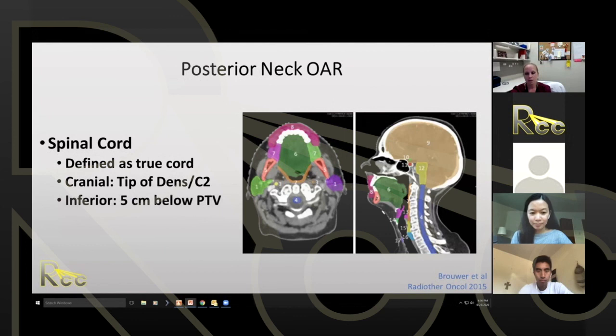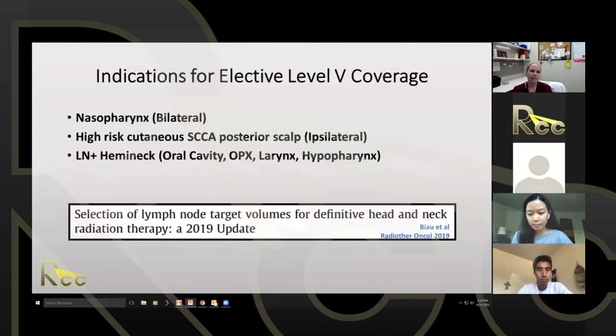And then traditionally, if you look at the atlas definitions, we define the inferior aspect as 5 centimeters below the PTV. Really and truly functionally here in our department, though, what we end up doing is at least 2 centimeters below PTV for contouring. And then lastly, I'd like to just touch on indications for elective level 5 coverage.